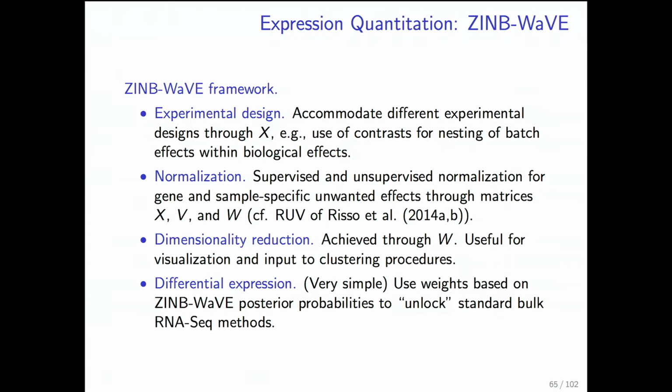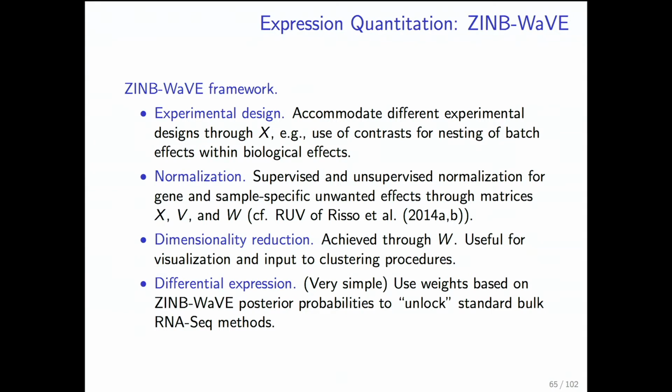So within this framework, we can accommodate different types of experimental designs. In particular, we can handle nesting issues by an appropriate formulation of the design matrix X. We can perform normalization through the X, V, and W matrices. And we can also perform dimensional reduction. This would be the W matrix, and I'll show you an example of that.